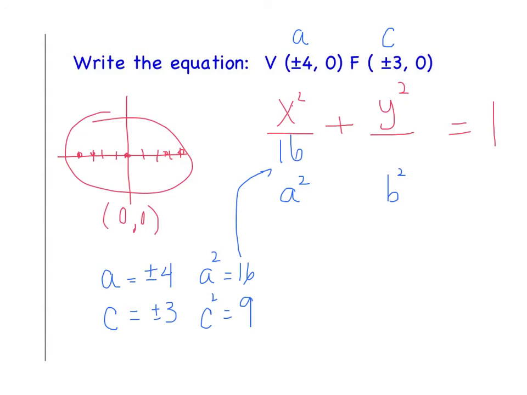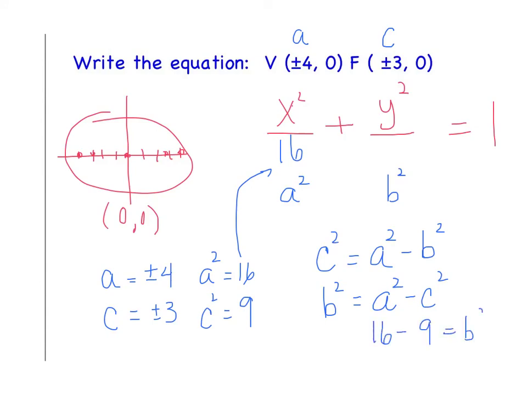I need B squared. Well, remember, C squared is equal to a squared, the bigger, minus b squared. Or I could say b squared is equal to a squared minus c squared. Do you see that algebraically? Subtract the c, add the b, you get the same thing. So I've got 16 minus 9 is b squared. Now, do I need the square root of that? No. So I just write 7, and I've got it.